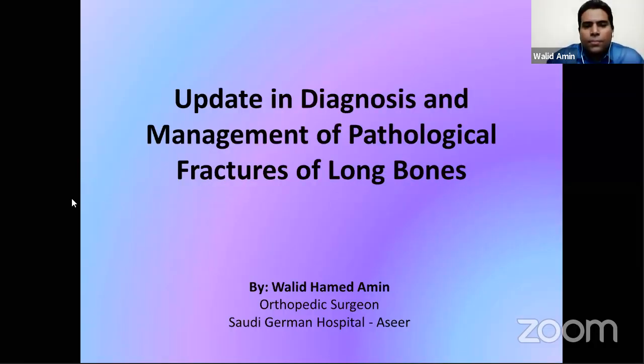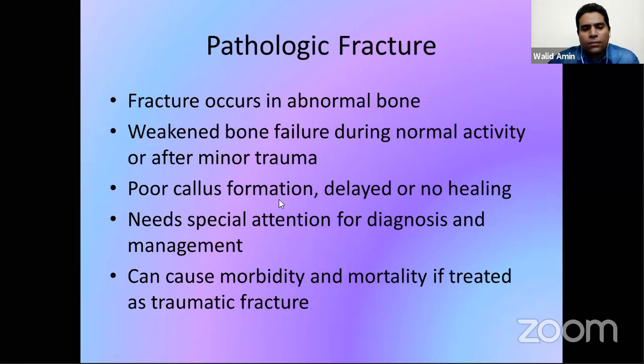What is the definition of pathological fracture? We can say this is a fracture that occurs in abnormal bone. This weakened bone fails during normal activity or after minor trauma. The pathological fracture usually forms poor callus, with delayed or no healing. This fracture needs special attention for diagnosis and management. Also, it can cause morbidity and mortality if treated as a traumatic fracture.